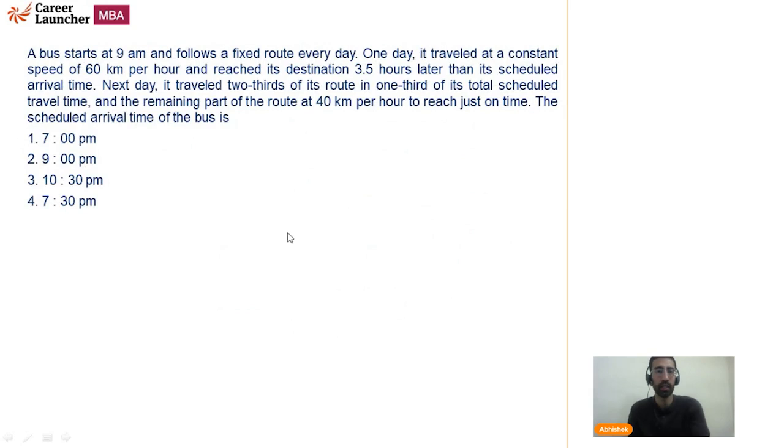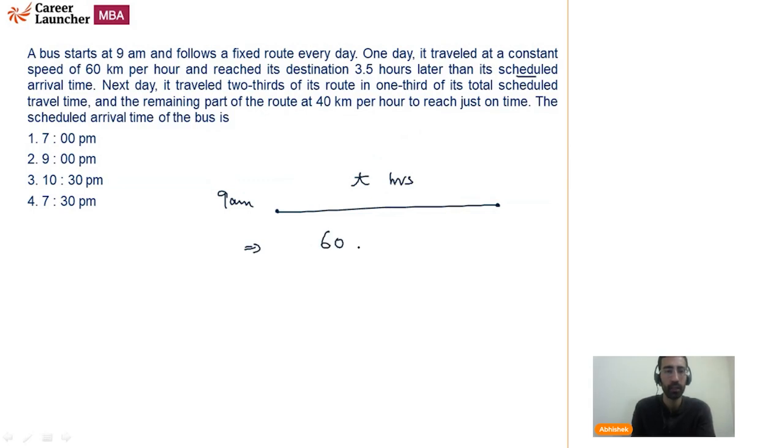The question says, a bus starts at 9 a.m. and follows a fixed route every day. Great. Good to know. Speed is not given. Unfortunate. One day it travels at a constant speed of 60 km per hour and reaches its destination 3.5 hours later than the scheduled time. So there is a scheduled arrival time. Because there is a scheduled arrival time, let's say that the time taken is t hours. So what's happened today is the speed is 60 and the time taken is 3.5 hours more. So I can say the distance, let's say between A and B, would be 60 into t plus 3.5. Speed into time is the distance.